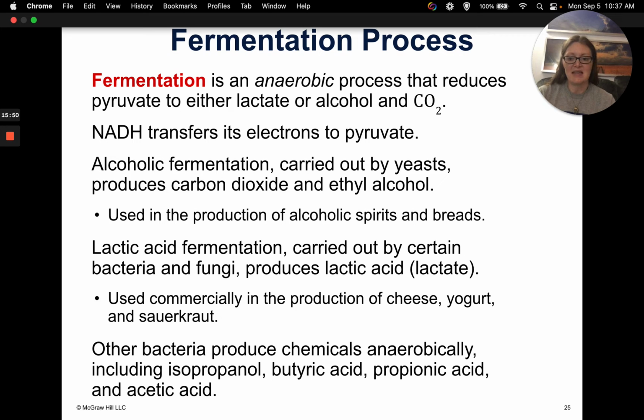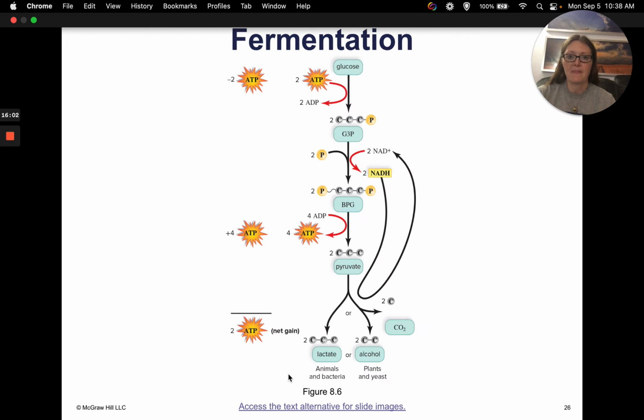Other bacteria produce chemicals anaerobically: isopropanol, butyric acid, propionic acid, and acetic acid. This shows the process of fermentation, where we have those glucose molecules, and you can see a cycle of NADH and NAD+, and then you have the byproduct of either lactic acid or alcohol, and then carbon dioxide being produced.